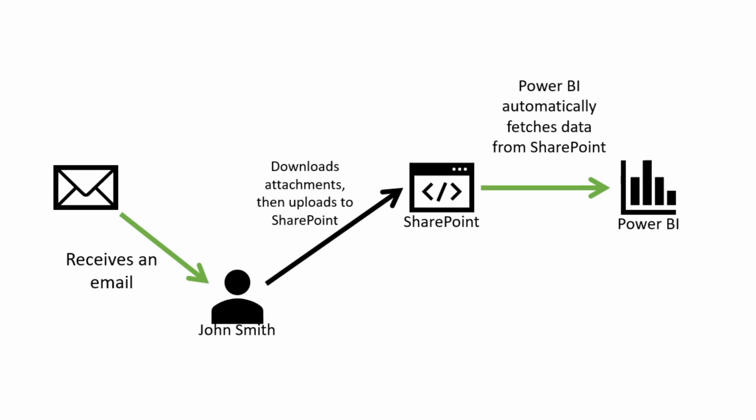This SharePoint folder is then what Power BI uses to automatically fetch the data and do the transformations in order to present it in nice charts in a clean format. I've highlighted the actions that are automatic with green arrows. So receiving the email is automated, and the Power BI part where it fetches the data and transforms it into charts is also automatic. But unfortunately, the part where our client downloads the attachments from their email, then uploads it to SharePoint is still manual.